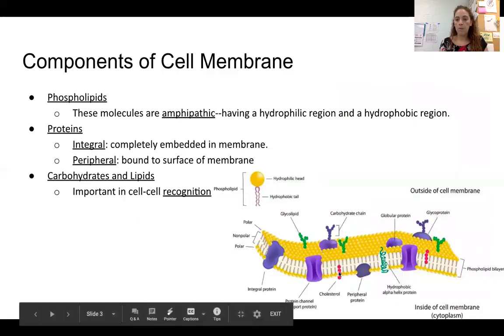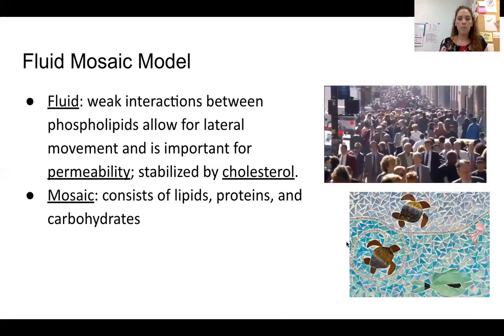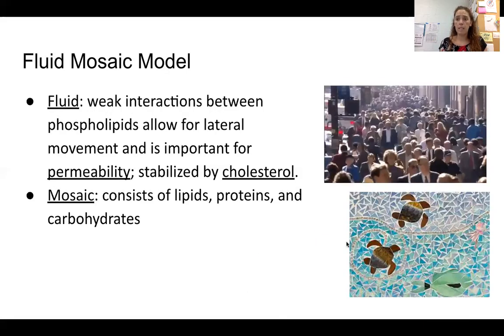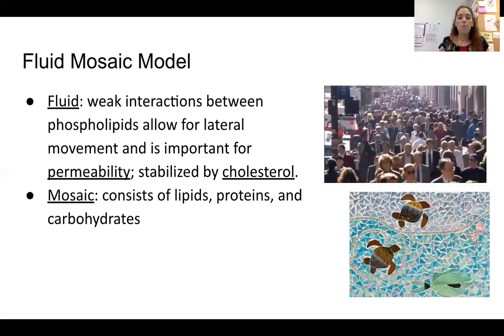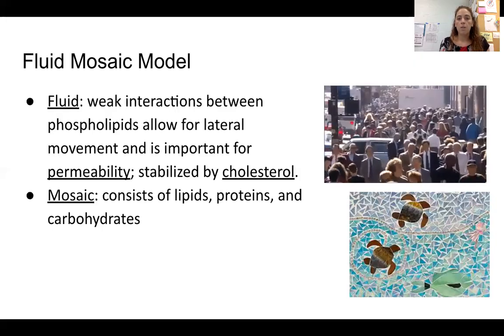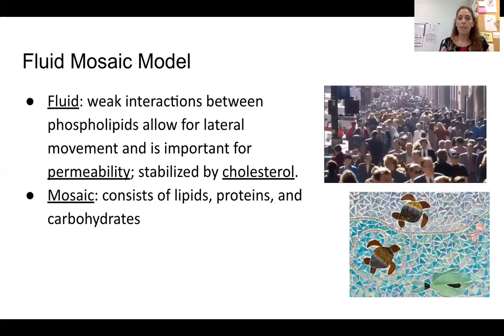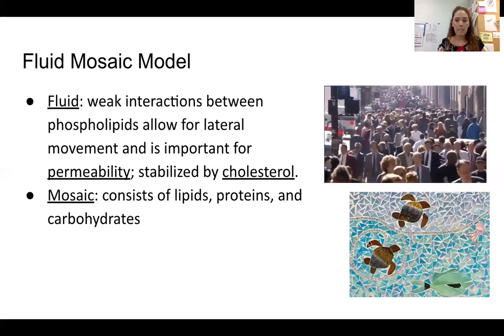Cholesterols can be found throughout the membrane. Certain cells will have more cholesterol in them than others. That helps for stabilization. The mosaic part refers to the fact that our cell membrane is made up of lots of different pieces.